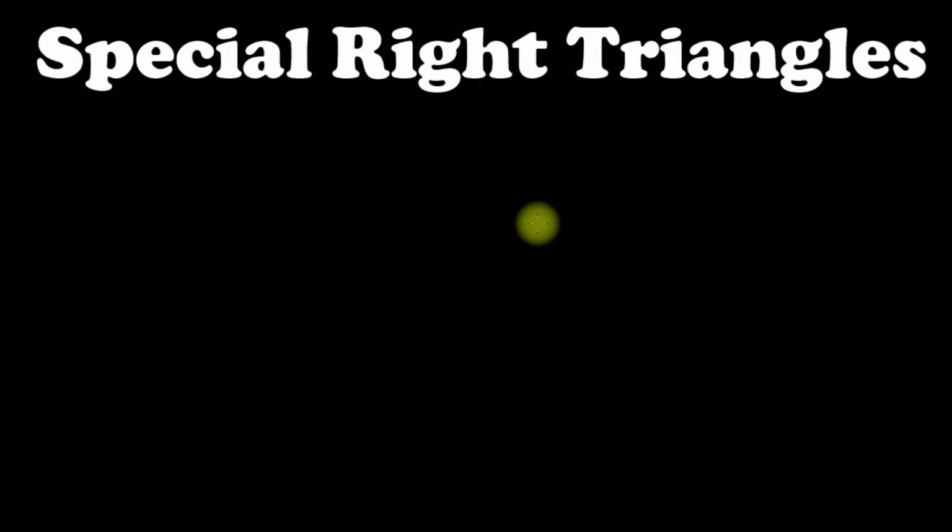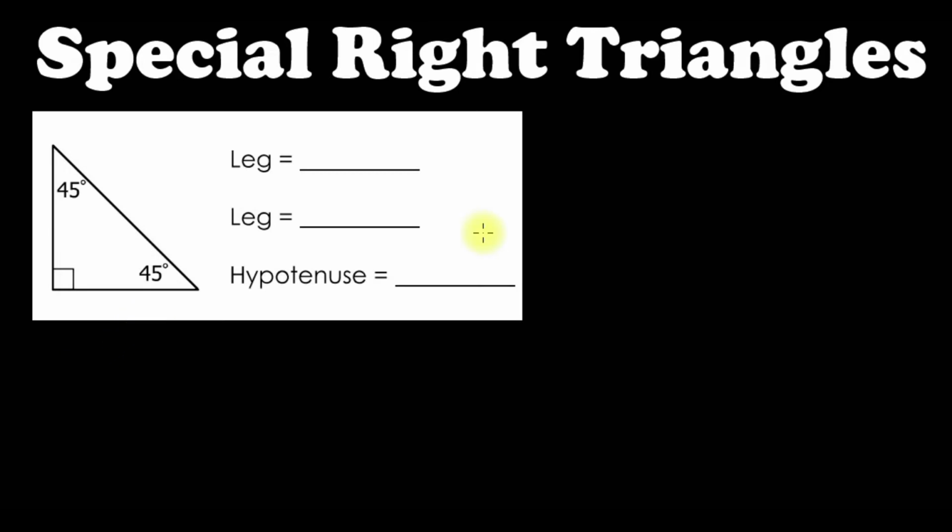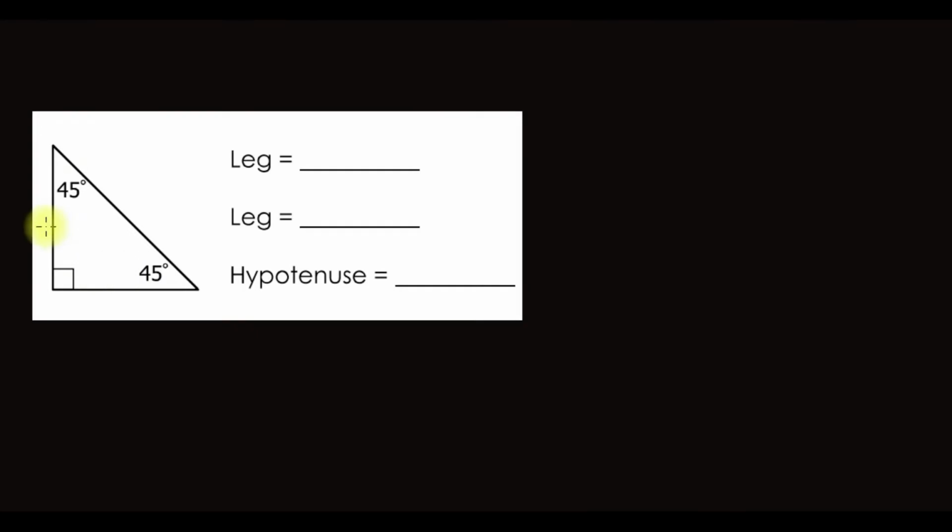Now I'm going to show you guys how to find the missing sides of a special right triangle. Okay, we have two special right triangles. Okay, we have the 45, 45, 90 special right triangle. The sides that are opposite from the 45s, those are the two legs. So this is the leg, this is the leg, and this is the hypotenuse.